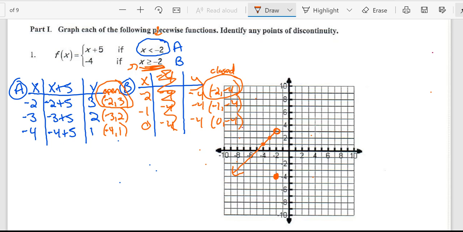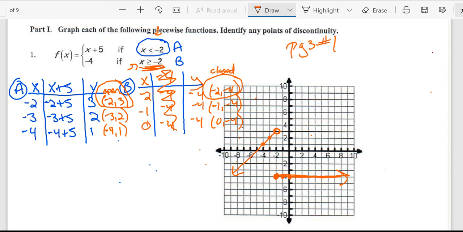And then I have negative 1, negative 4. And I have 0, negative 4. This is going to be a straight horizontal line, going this way. So this is how this first graph would look. This is again page 3, number 1.